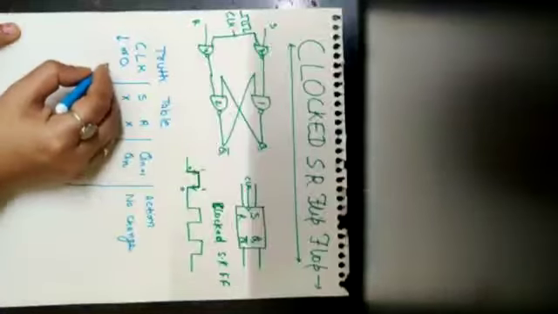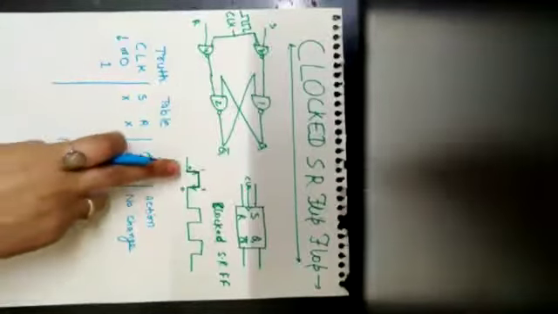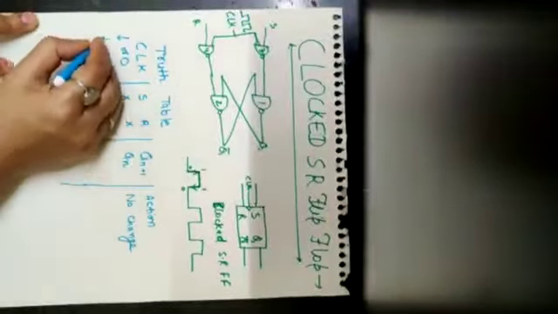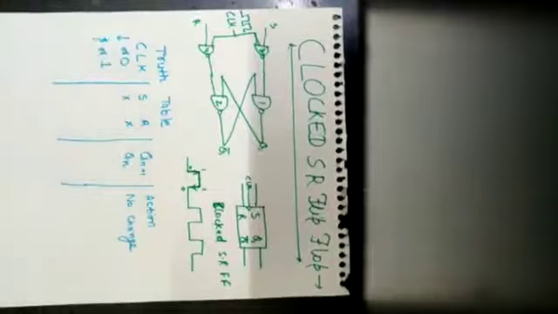Now the second case, when the clock is high, or when the clock goes from 0 to 1. Sometimes you can denote it as an upward arrow, which means the clock is high. So when the clock is high, the circuit will become on.